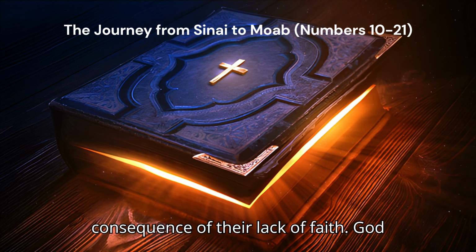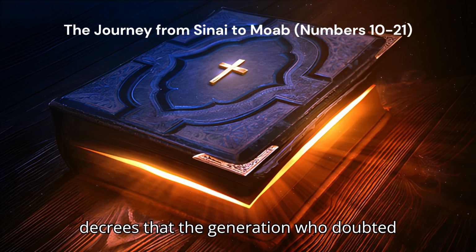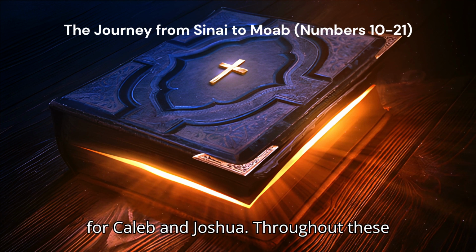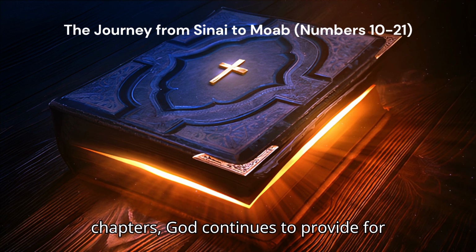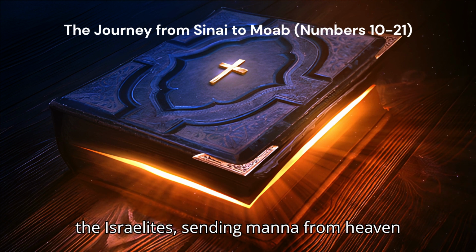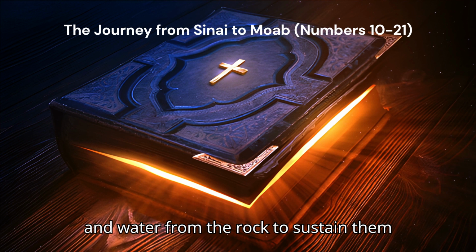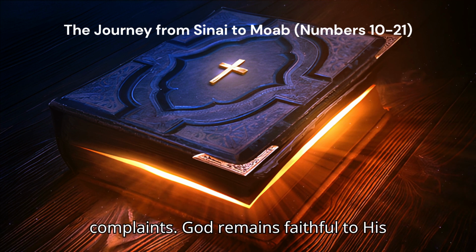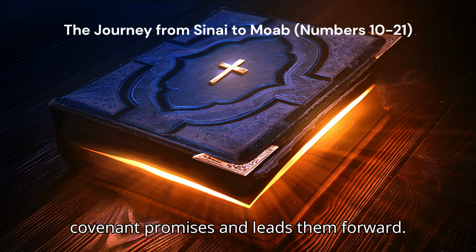As a consequence of their lack of faith, God decrees that the generation who doubted will not enter the Promised Land, except for Caleb and Joshua. Throughout these chapters, God continues to provide for the Israelites, sending manna from heaven and water from the rock to sustain them. Despite their disobedience and complaints, God remains faithful to his covenant promises and leads them forward.